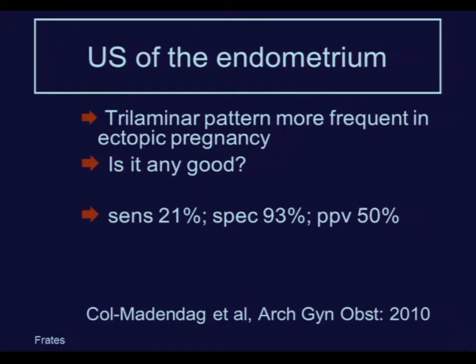What about a trilaminar pattern? Well, in Archives of GYN and Obstetrics in 2010, a paper looked at whether the trilaminar pattern of the endometrium is more frequent in patients with ectopic pregnancy as compared to patients with intrauterine gestational sacs. Is this any good? Not really. It did have a specificity as high as 93%, but a positive predictive value of only 50% and a quite low sensitivity for ectopic pregnancy.